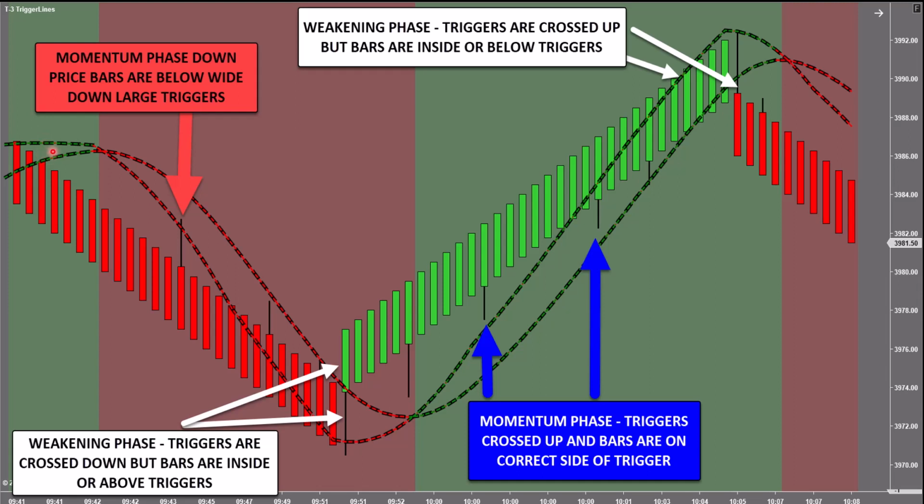So what we want for a momentum phase in the large triggers is the large triggers crossed down and the bodies below, or large triggers crossed up and very wide to the upside with the bodies of the bars above the large triggers. And then you can see, one more time, just for terminology, a weakening phase where the bodies of the bars are inside of the triggers, which makes the market go the other way.